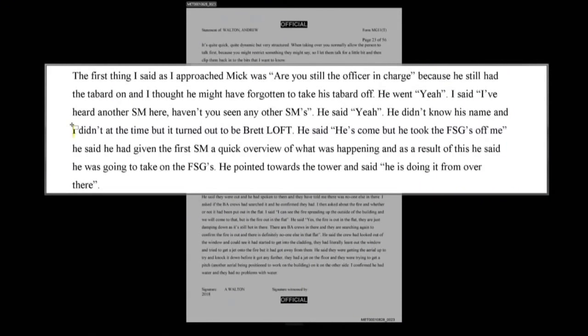Now, going back to page 23 of your statement, you say a quarter of the way down that you were told, and I'm summarising, that Brett Loft had taken FSGs off Mike Dowden. And you said, he said his companies took the FSGs off me. He said he'd given the first SM a quick overview of what was happening, and as a result of this, he said he was going to take on the FSGs. He pointed towards the tower and said he's doing it from over there.